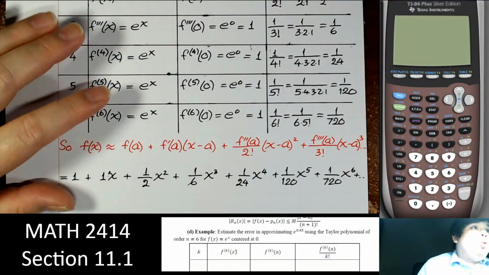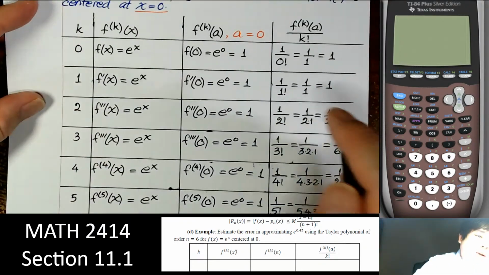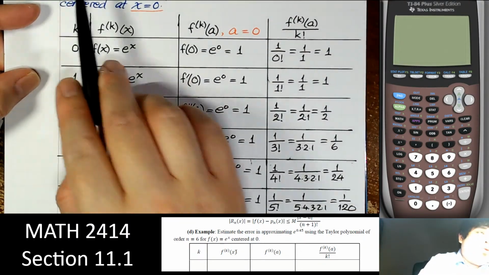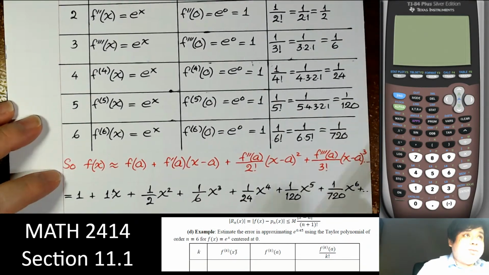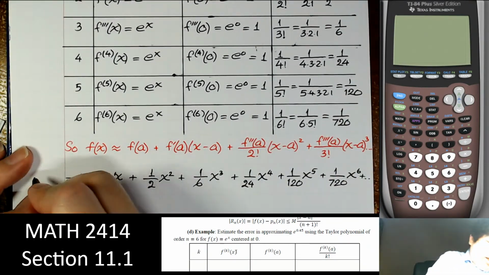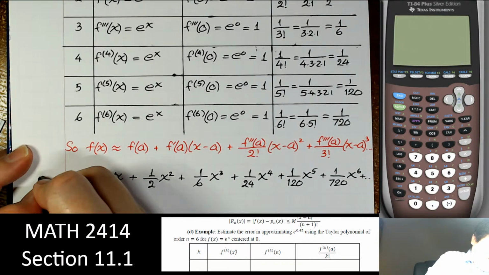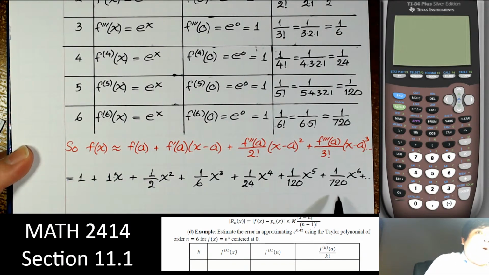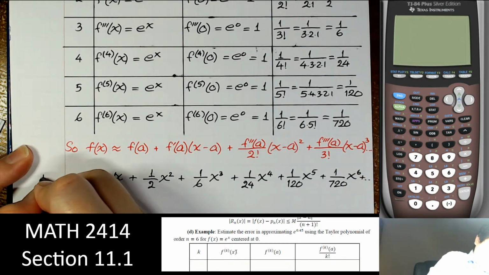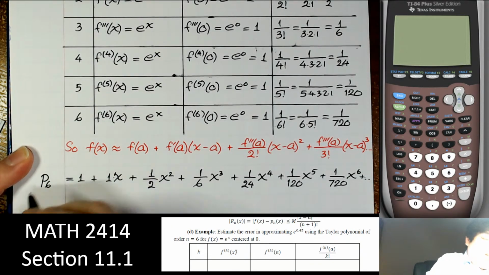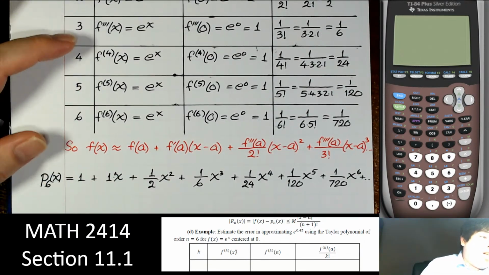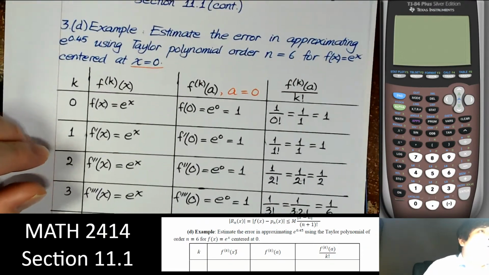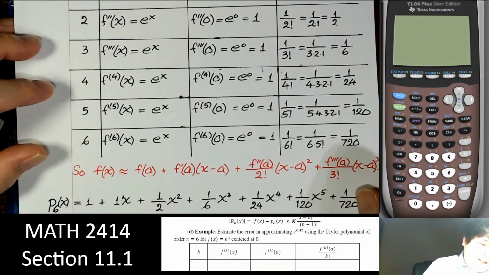Now, the question also asks us to estimate the error in approximating e to the 0.45. So first, by the way, this is a polynomial of order 6. So we're going to say polynomial of order 6 of x. Now we just need to evaluate this at 0.45.